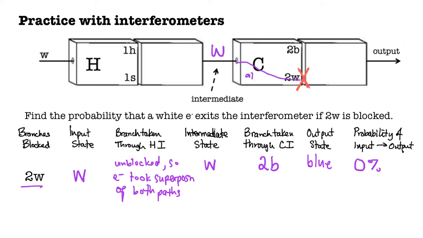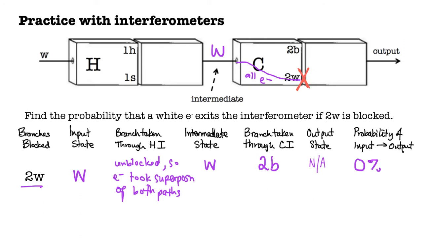So all of the electrons go this way, and they are all blocked. Therefore, none of those electrons make it to the output. So we could also update our table here: instead of saying that the output state is blue, we could say not applicable because there are no electrons at the output.